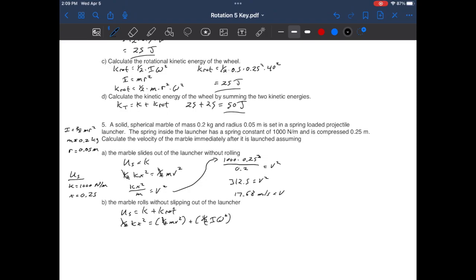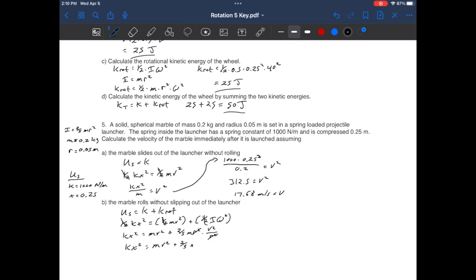1/2. The I is 2/5 mr squared, and then the omega squared can be changed for v over r, but then squaring it, v squared over r squared. Because remember, omega is v over r. We can cancel out the 1/2s, and on the far right side we can get rid of the r squareds because we've got times r squared and then divided by r squared. We end up with kx squared is equal to mv squared plus 2/5 mv squared.